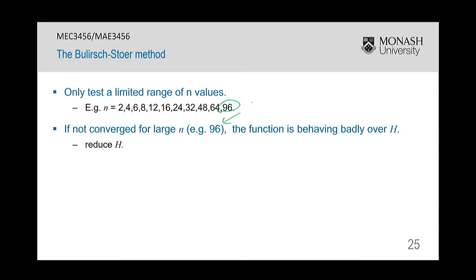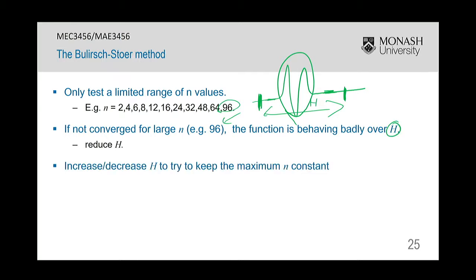So for example, if we had a solution that looked like this, and we were trying to integrate from this point here to this point here using one single big H, we do fine at these points on the side, but as soon as we get to this bit in the middle, the function's obviously changing very rapidly, and we need to integrate more carefully in that region. So that suggests we need to take a smaller value of big H.